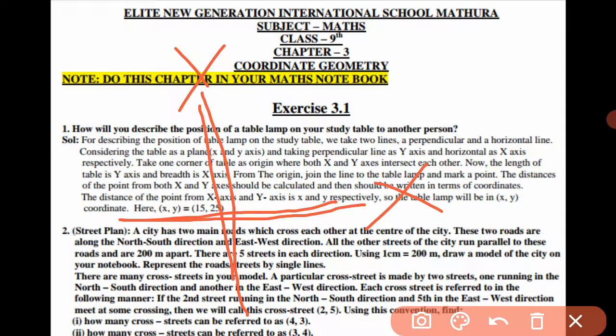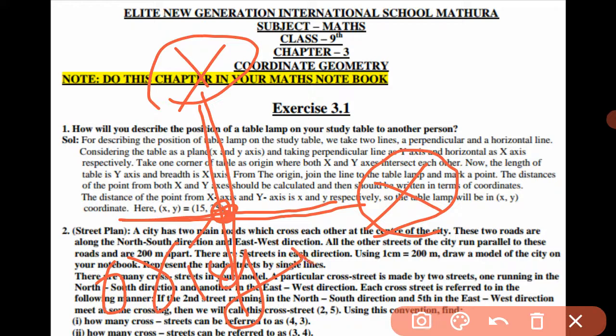known as the y-axis. The name of the x-axis is abscissa and the name of the y-axis is ordinate, and the point where these two lines, the x-axis and y-axis, intersect is known as the origin. Similarly, a total of four quadrants are there. This is the first quadrant, this is the second quadrant, this is the third quadrant, and this is the fourth quadrant.